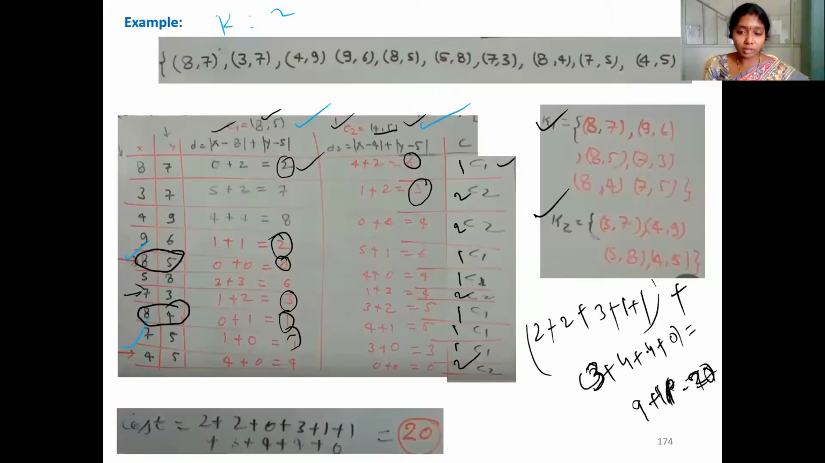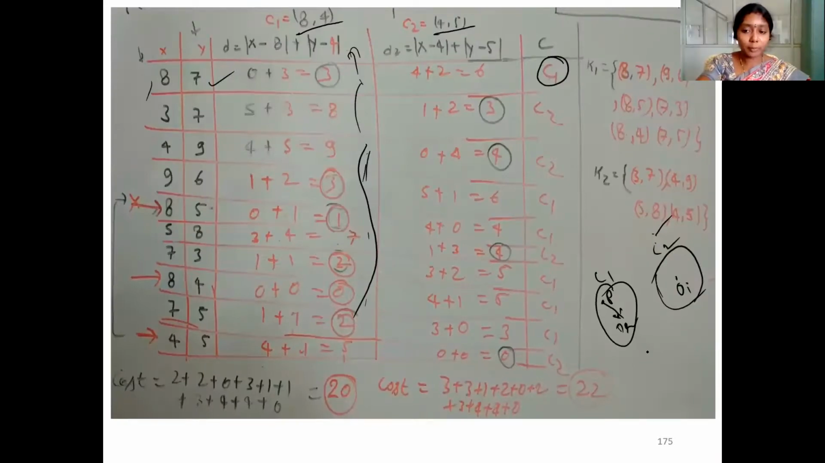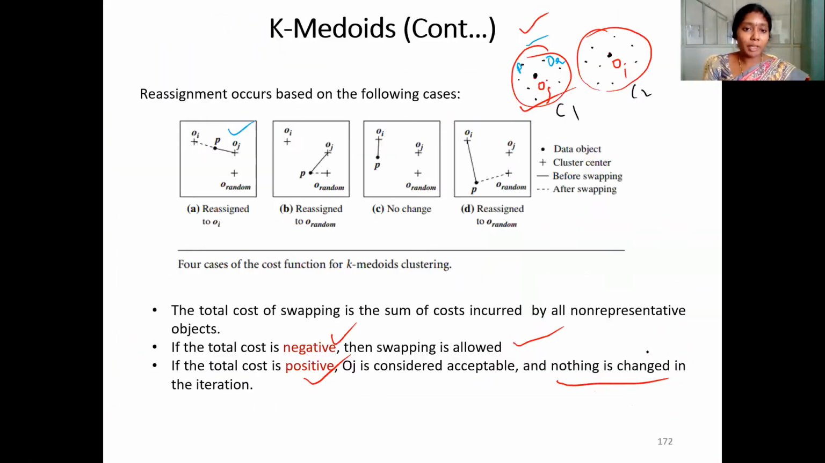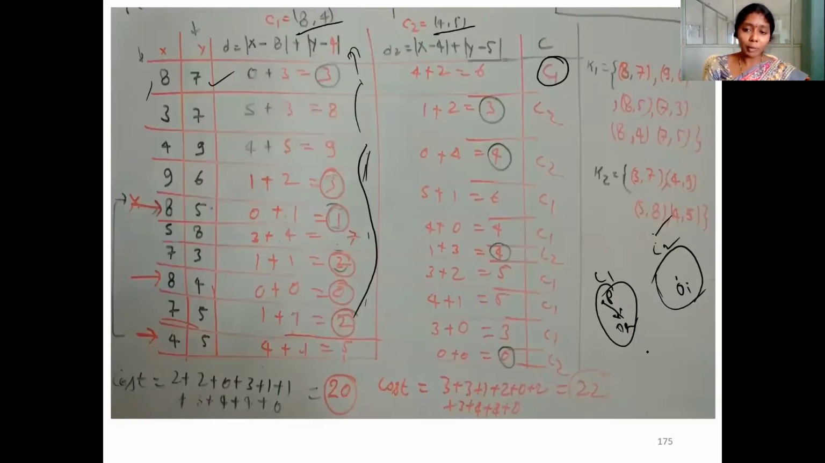You have already gone through this. Pictorially, I'm asking because you need to mention these 4 cases in your exam. These 4 cases belong to this stage actually. So here P is one of the objects, like for example 8, 7. O random is the new representative object, in this case 8, 4, right? OI is the representative object of another cluster.